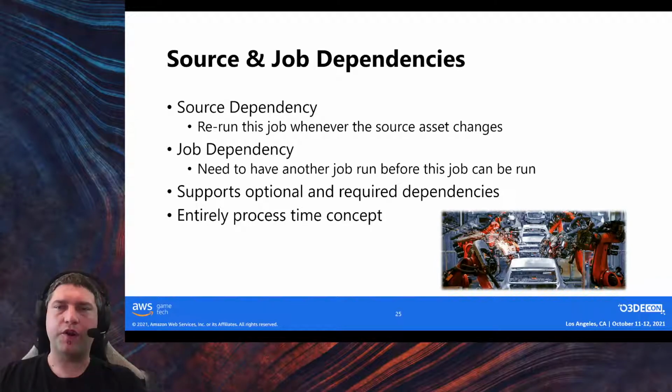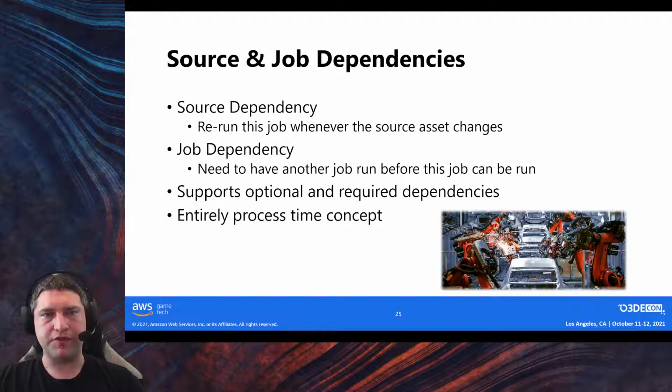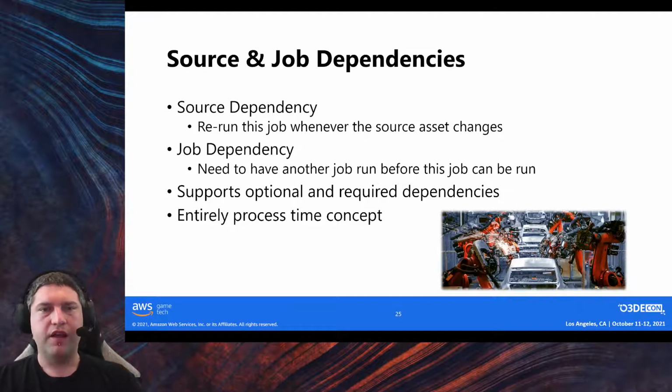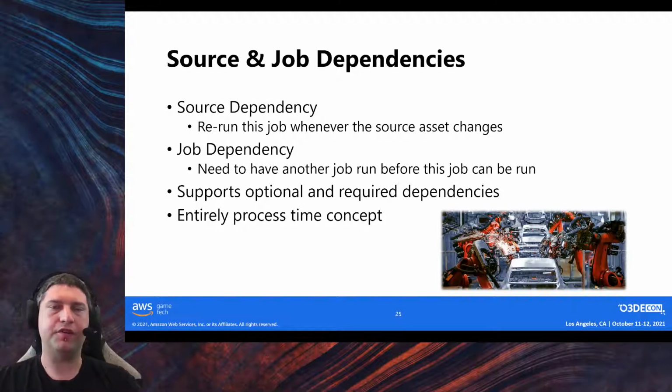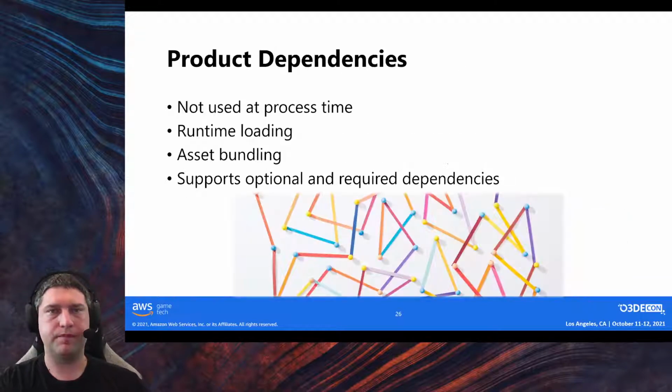Job dependencies are where you need to make use of the product of another job before you can run the current job. This is where the materials and shaders come in. A material needs to know information about a shader product asset to be able to process the material, so the material emits that as a job dependency. This supports optional and required. So if you have a case where if a file is available, you'll make use of it, but if it's not available, you can still safely process, you can emit that as an optional dependency. Otherwise, you can mark it as required, and then your job will fail if that dependency doesn't exist.